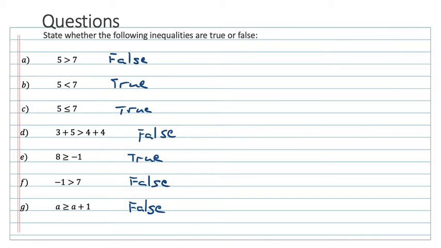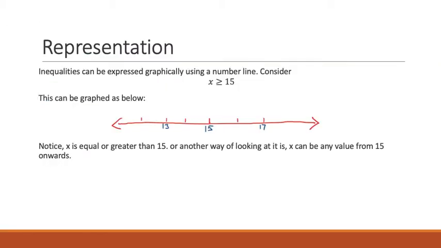Now we've had a look at how to work with these inequality operators. What about the representation? Inequalities can be expressed on the number line. So notice for x equals 15, we would simply mark 15, and that would be the answer. Or if x was 17, we could just mark it at 17. But what about graphing x is greater than or equal to 15?